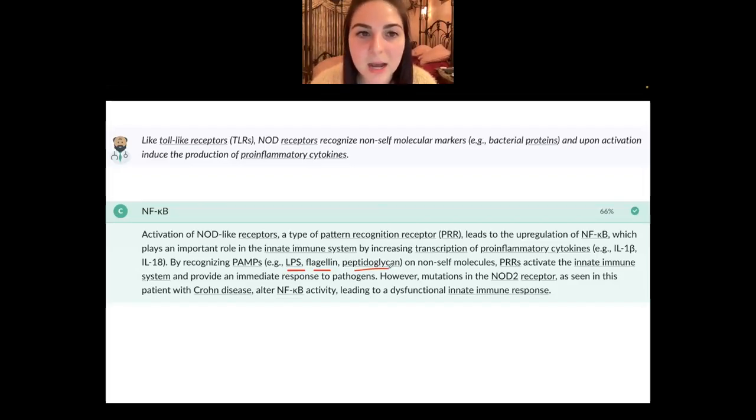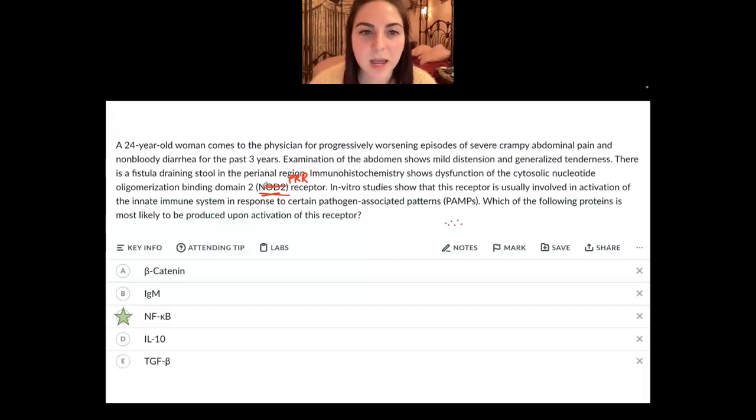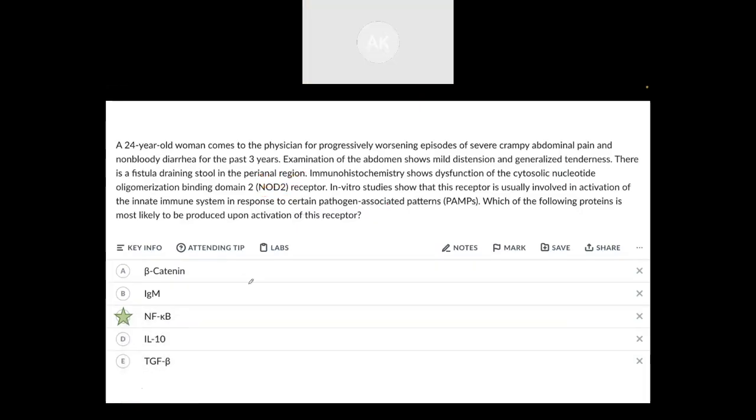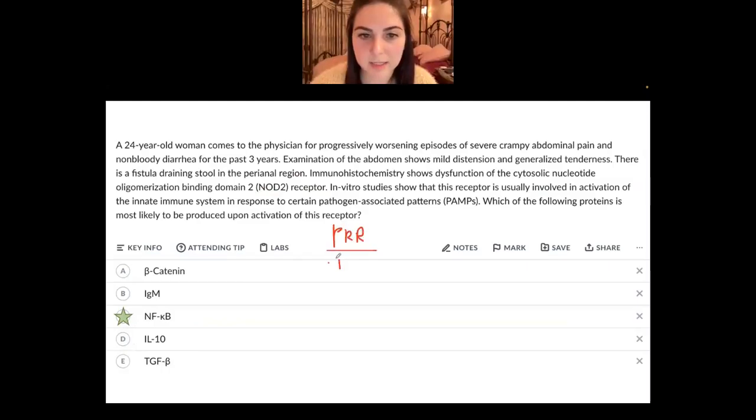But yeah, so NOD receptors and toll-like receptors pretty much do the exact same thing. It's just their location is different, but it doesn't matter. You can think of them as being the same thing. So if this had mentioned, I don't know, TLR4, and said TLR4 is deficient, it would still be the same answer, if that makes sense. And just to clarify one more thing, PRR is just a general term for NOD and then the toll-like receptor? Yes, it would be like TLR.